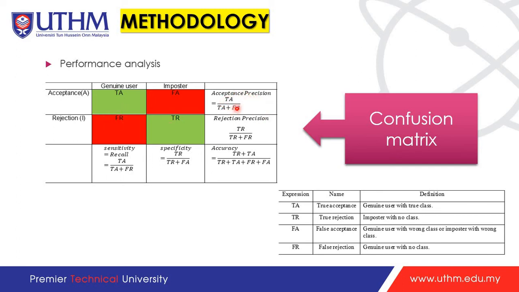And then the acceptance precision is calculated by TA over the sum of the row, which is TA plus FA. Rejection precision is TR divided by the sum of the row, TR plus FR. Sensitivity or recall is TA divided by the sum of the column, which is TA plus FR. Specificity is true rejection divided by FA plus TR. Accuracy is TA plus TR divided by the sum of all.